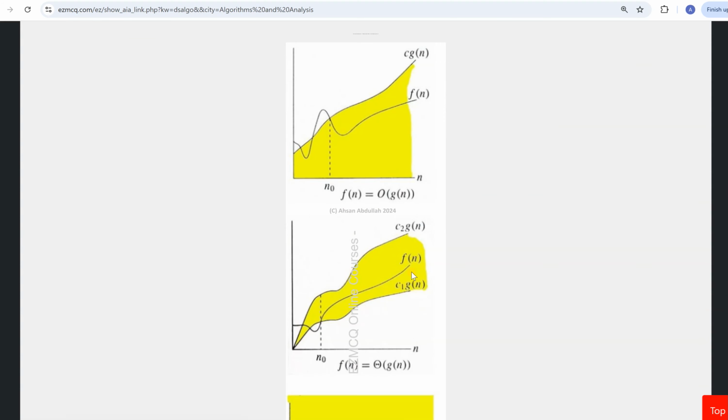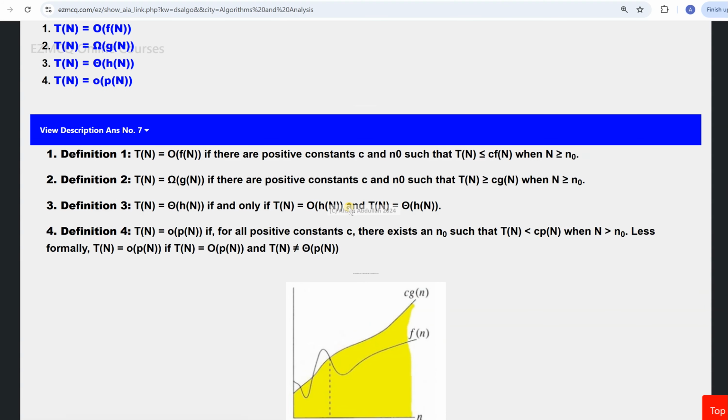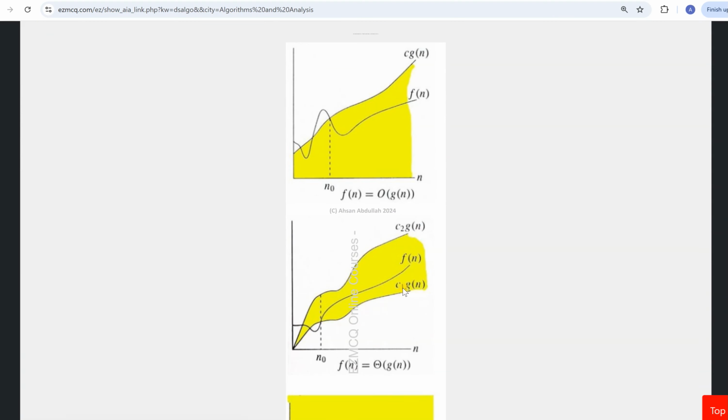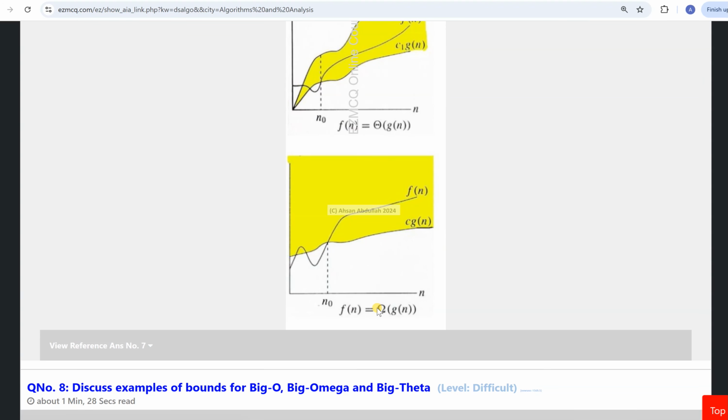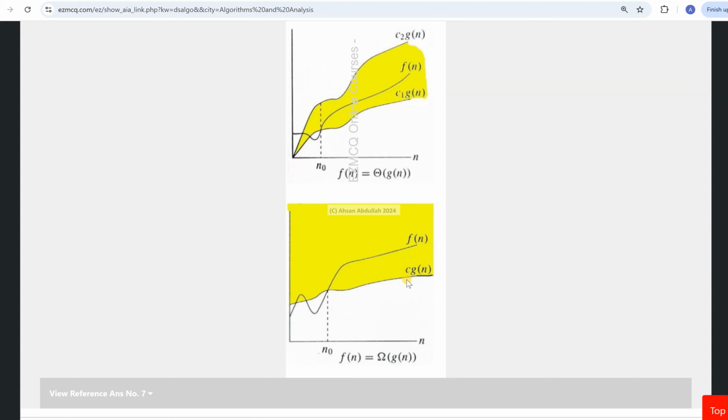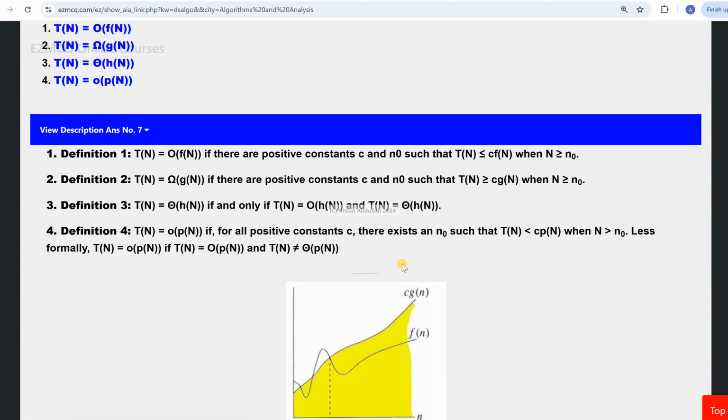Then we have big theta. So big theta is kind of an envelope. There are two constants, c1 and c2, and f of n is between them, and it would be better if this distance is minimized. And then we have big omega. So big omega is the lower bound. So f of n is always greater than or equal to c g of n for a constant c and n naught. We see that f of n was going up and down relative to c g of n, but after n naught, f of n is always greater than c g of n.